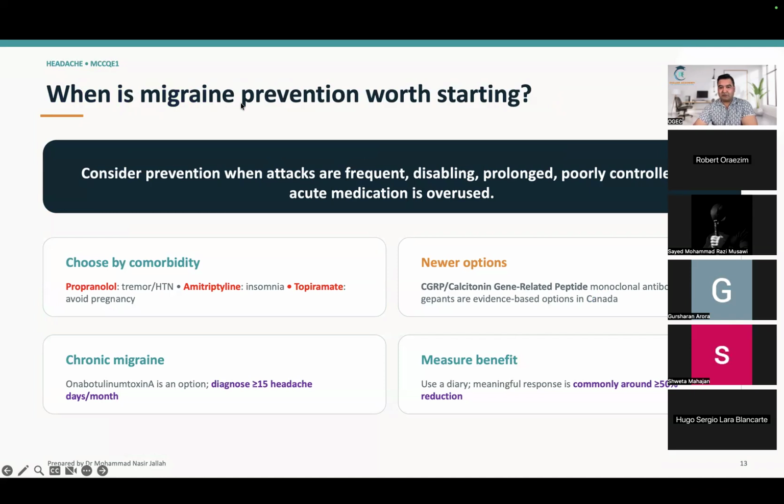When is migraine prevention worth starting? So when do we start preventive treatment? Consider prevention when attacks are frequent. So they may give you a scenario, and then they may give you options of acetaminophen with non-steroid anti-inflammatory drug, triptan, and one of the preventive medications, for example, propranolol. Now, based on how they lay out the scenario, you need to know which one is the best one.